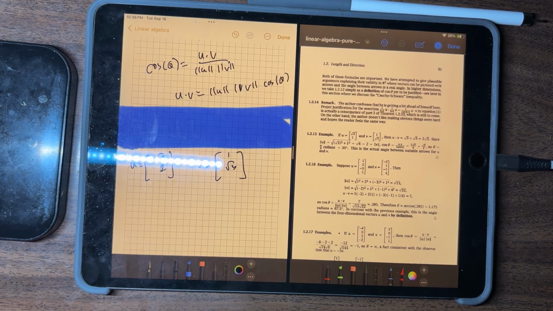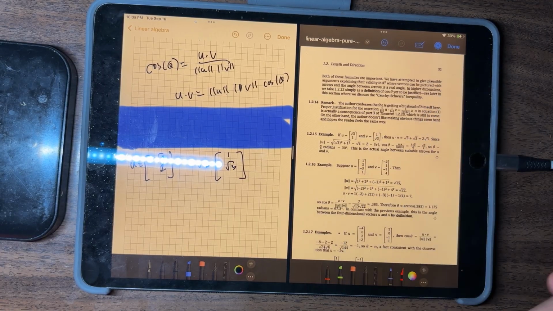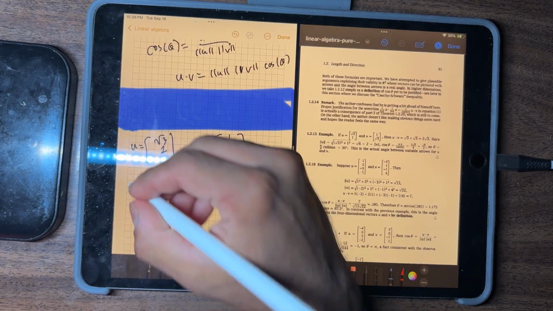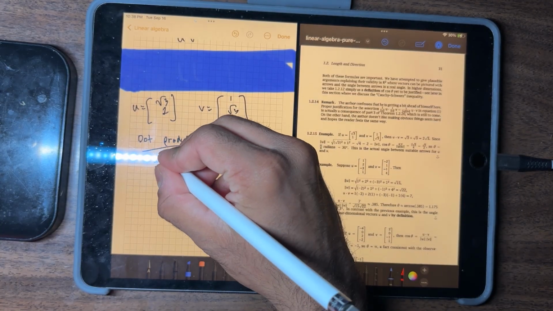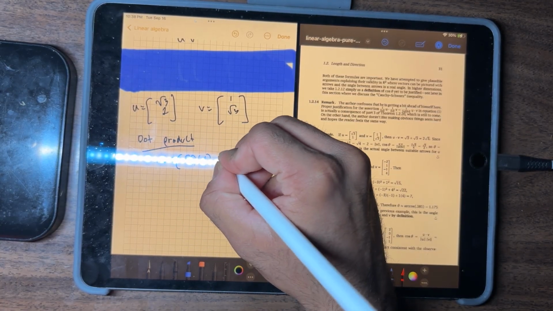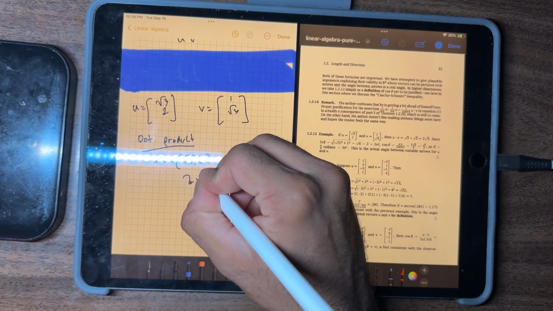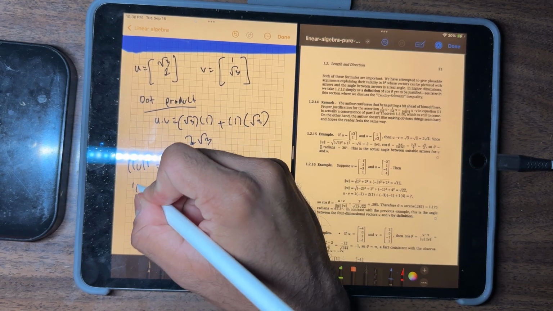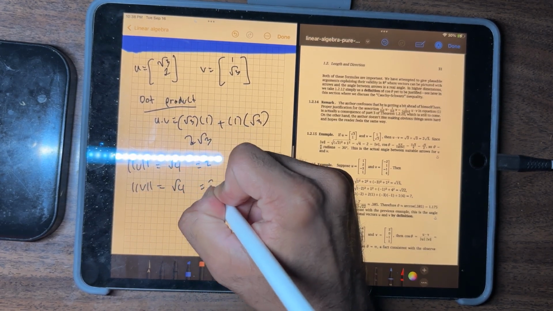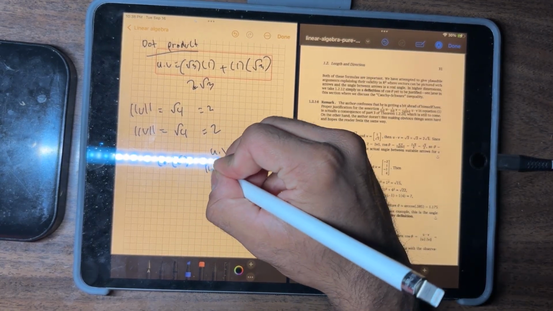okay, cosine theta is u dot v divided by magnitude of u, magnitude of v. And if I have u as root 3 and 1 and v as 1 and root 3, then I can do the dot product first. So the dot product would be u dot v, which is root 3 times 1 plus 1 times root 3. So that is 2 root 3. The magnitude of u would be root 4, and v would be root 4, which is 2. And so we know that cosine theta is simply u dot v divided by the magnitudes.